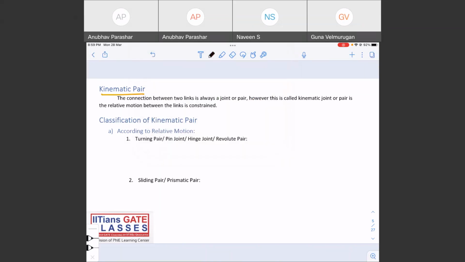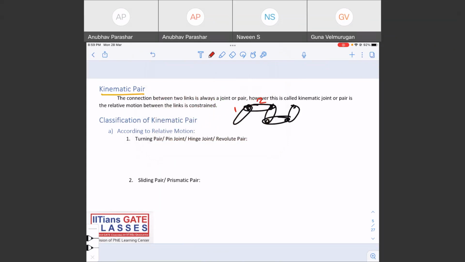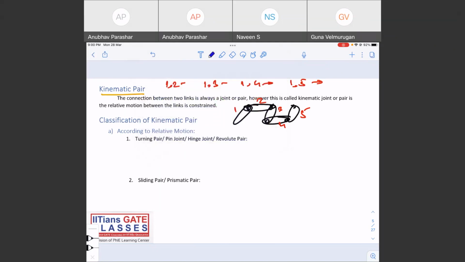ठीक है, अभी बहुत सारे एग्जांपल देखने वाले हैं. One, two, three, four, five, all are having relative motion with each other. So how many pairs will be there? 1 and 2 will form a pair, 1 and 3 will form a pair, 1 and 4 will form a pair, 1 and 5 will form a pair. So if there is any relative motion, it will definitely form a pair, right?